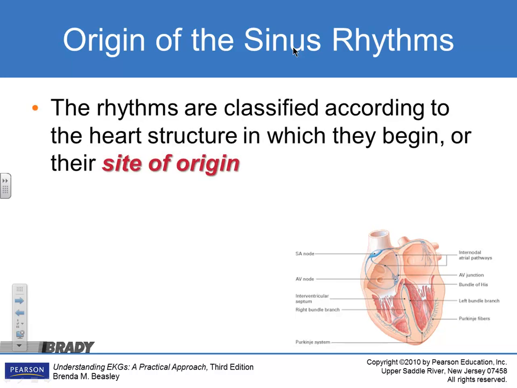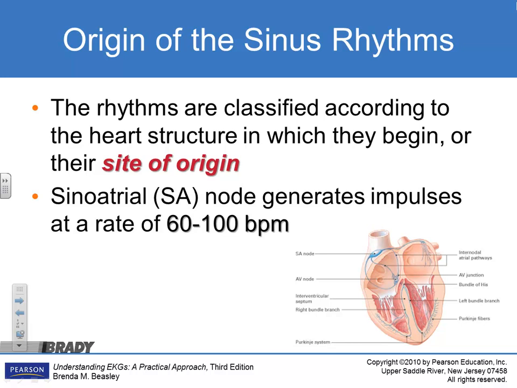Okay, the origin of the sinus rhythm. When we name a rhythm, we're going to name it based on its site of origin, where it's initiated from. So in our sinus rhythms, where's the rhythm going to be initiated from? The SA node. That's correct, right here. And that's a good thing. So anything we call a sinus rhythm, it's going to initiate right there.